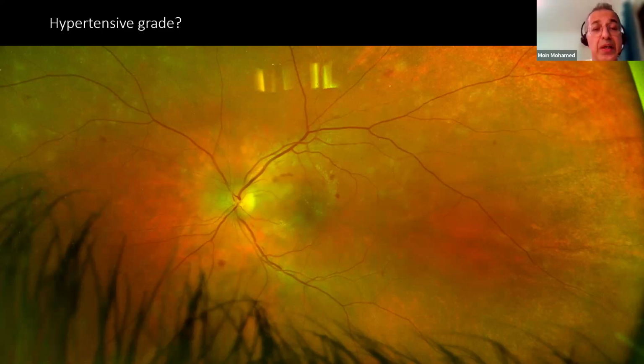Arterioles go into spasm with blood pressure, which is out of control. There's a beautiful example of arteriovenous crossing change, and that deflection you see just because the vein and artery have that common sheath.